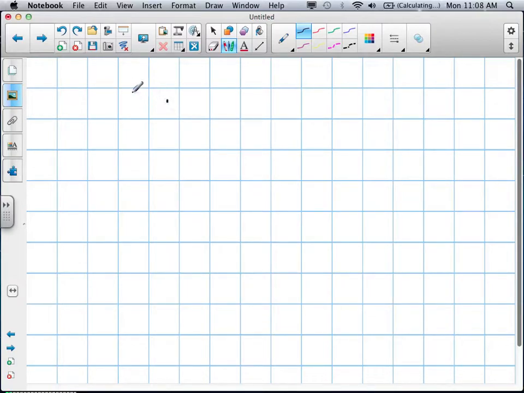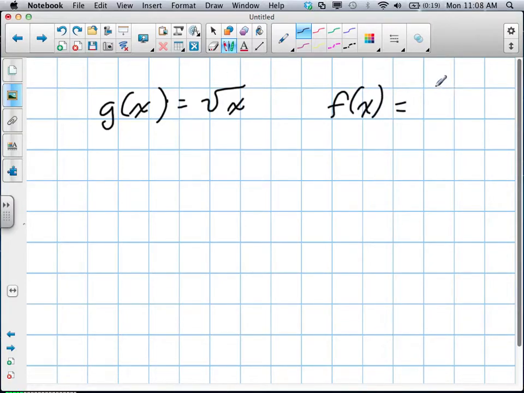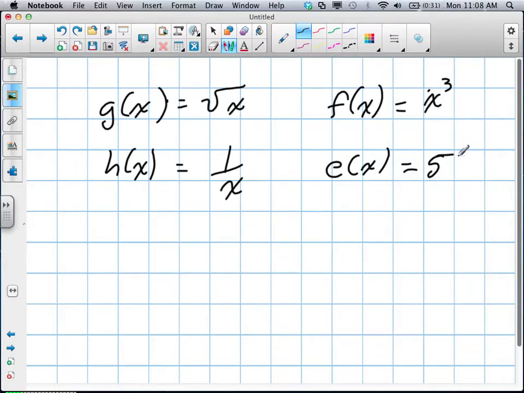Okay. For instance, let's say we have these. They've given us g at x is equal to root x. F at x is equal to, good, we'll do x cubed. H at x is equal to 1 over x. And we'll say E at x, I know you don't see that often, is equal to 5. Okay. I'm going to try to encompass a couple of these rules real quickly.